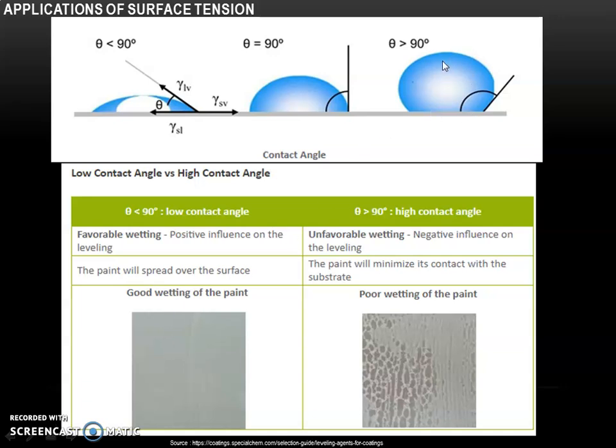And in this sketch, theta is greater than 90 degrees, which is referred to as high contact angle, and so it is referred to as unfavorable wetting. That means there is negative influence on the leveling. So the paint will minimize its contact with the substrate. So we can observe here that there is poor wetting of the paint with unevenness.